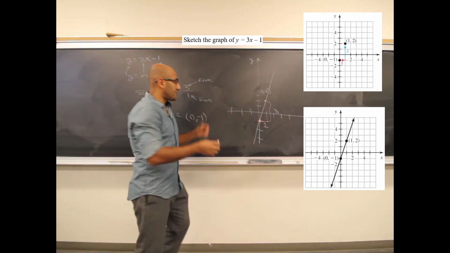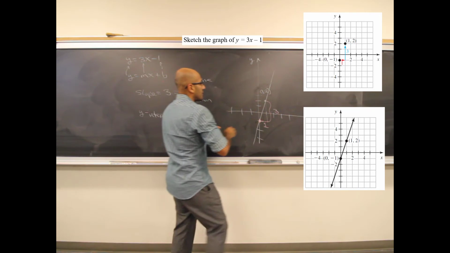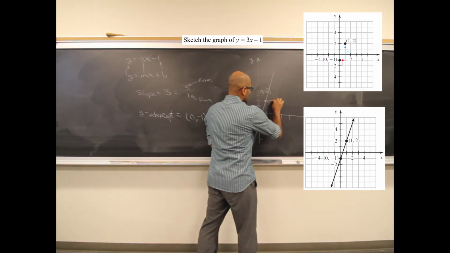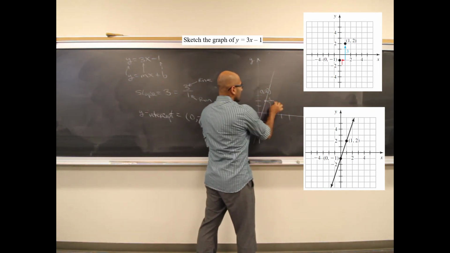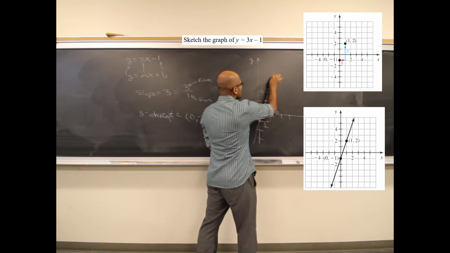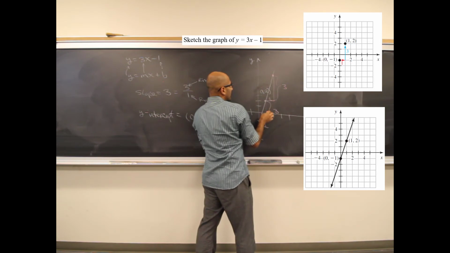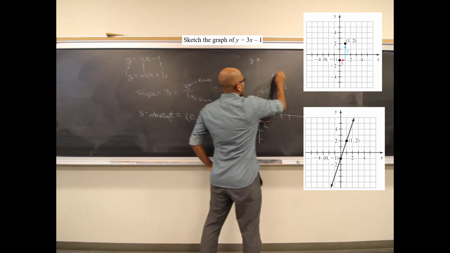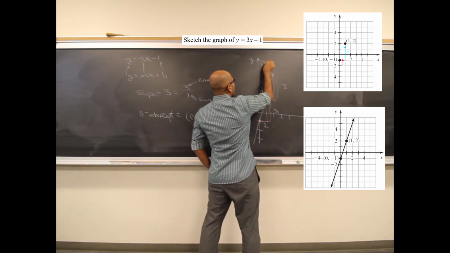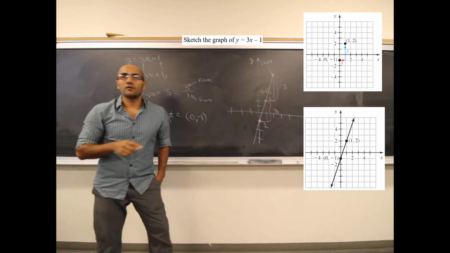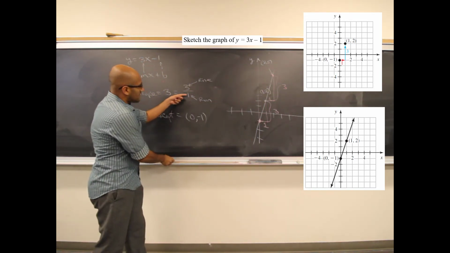We can find more points if we want to. How about if we go out 1 unit from here? So 1 unit this way. And then again we go up 3 units. So this has to be 3 units this way. And what point would that be then? (2, 5). This guy right there would be (2, 5). Good.